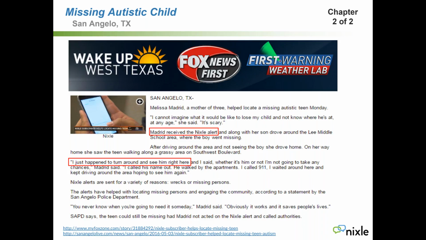As the article relays, this mother packed her son in the car and drove around that middle school and noticed that there was a little boy wandering around. Immediately, she followed the instructions on the Nixle message and contacted 911. And because of that message, you can see at the very bottom, SAPD says this child could still be missing if it wasn't for this Good Samaritan, Melissa Madrid. So the positive juice is flowing. This is a great way to utilize the Nixle system. But again, this is all because of a good partnership, a strong foundation that the police department established from the get-go with their residents.